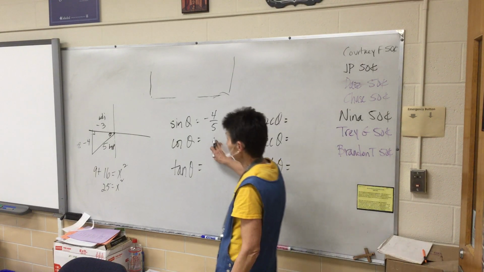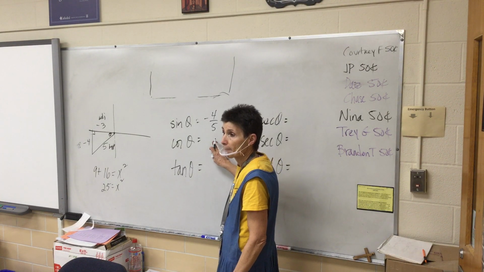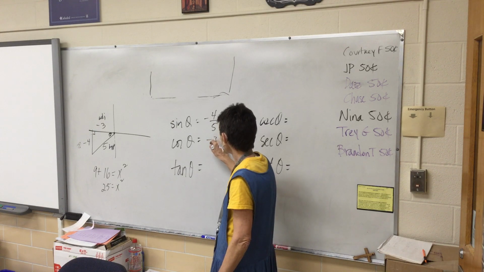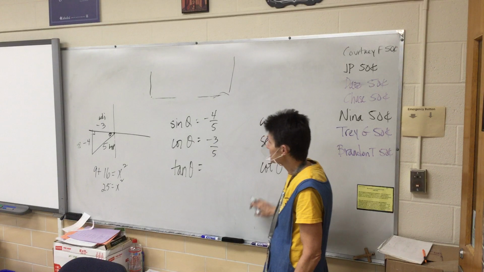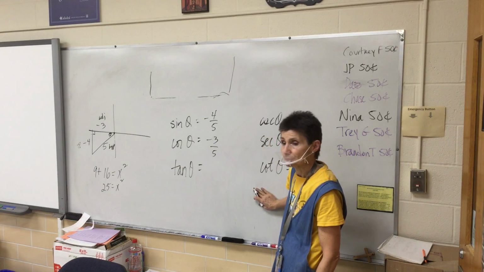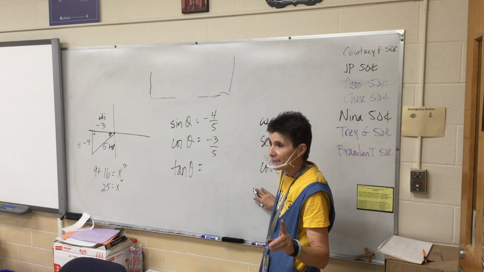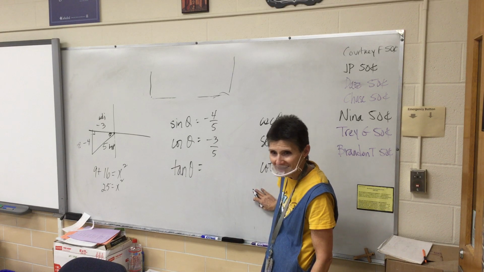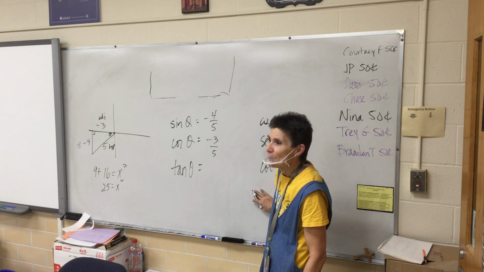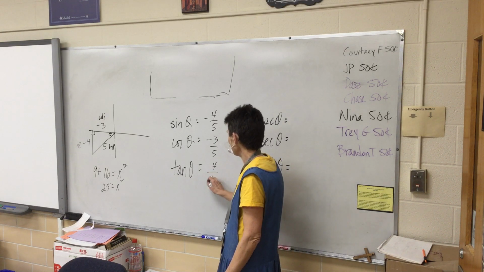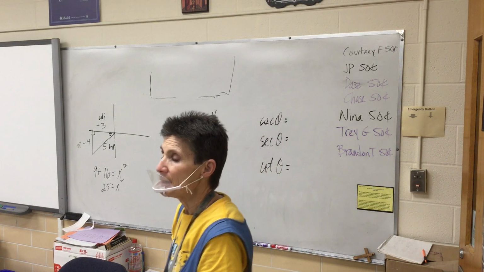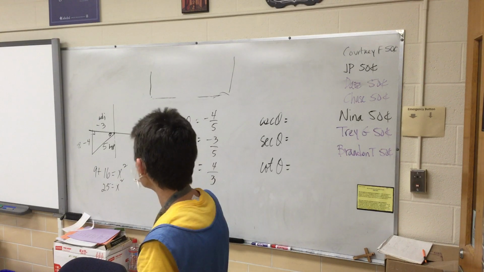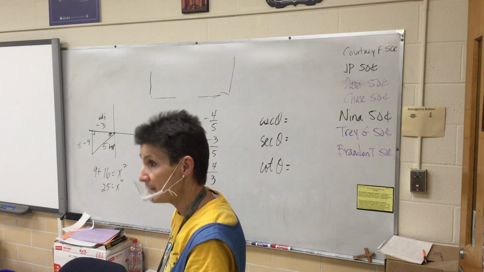All right, what's cosine? -3/5. Yep, -3/5. And what about tangent? Actually, the tangent will be positive, 4/3, because it's negative over negative, right? So the tangent will be a positive number because it is technically -4 over -3. Yes.